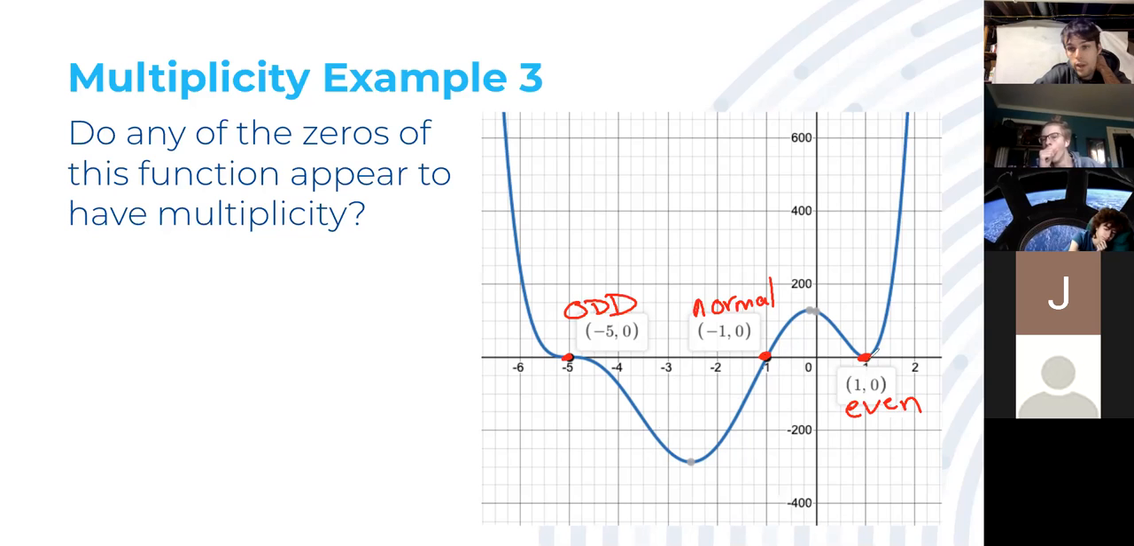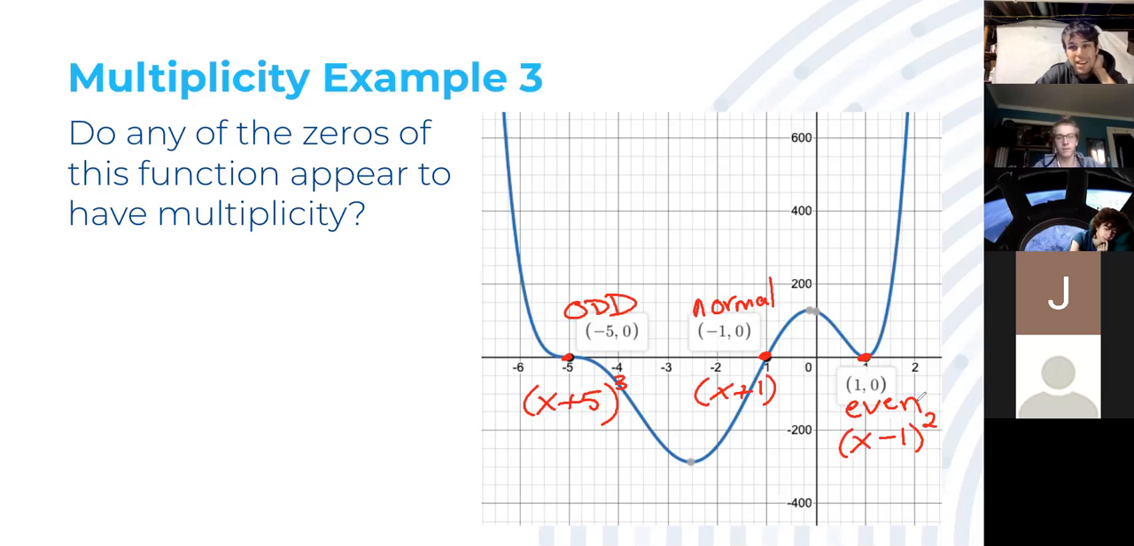So just knowing that, I could give us a pretty good idea of what the factored form would be, right? -5 would give us a factor of x plus 5. Odd multiplicity means it's probably to the 3rd power. It could be a higher odd number, but 3 is a good start. Normal means that it just shows up once, so this would be x plus 1. And even means it could be 2 or 4. I'm just going to guess 2. So we have x minus 1 shows up twice.